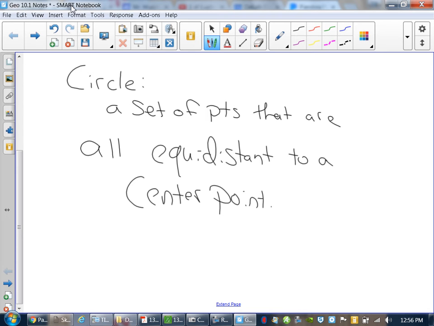So this is the conic definition-ish, if you will. You all know that.